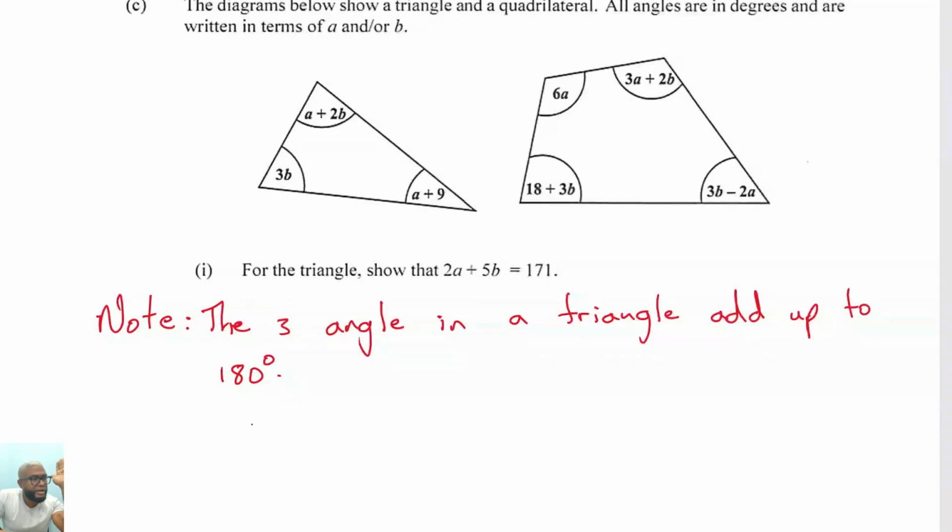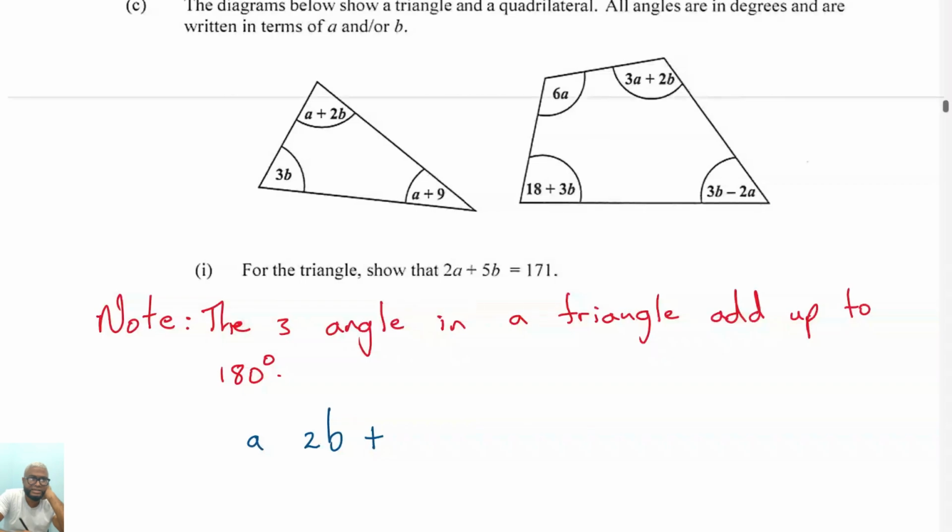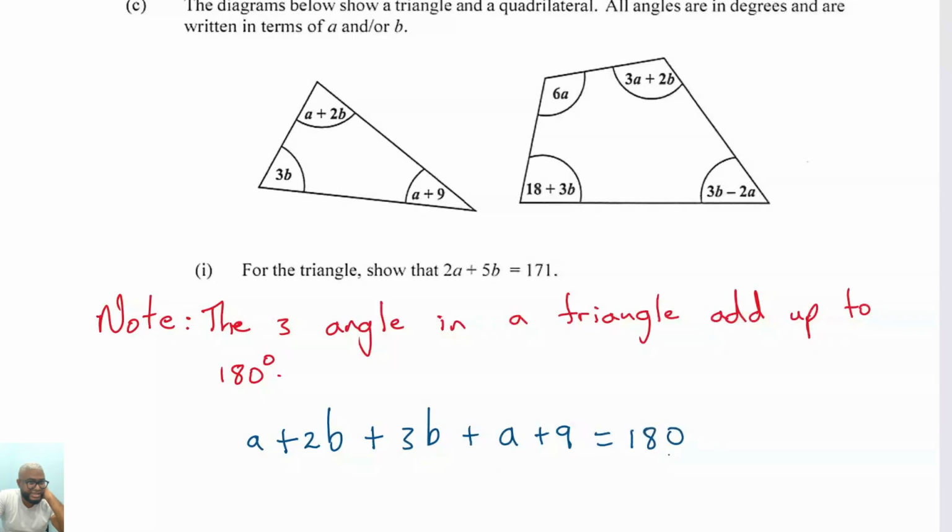No, let me go. Let me write down the angles. Start with one. Right, that's one angle. A plus 2B plus... All right, so I'm going to write this plus a little better. A plus 2B, that's the first angle, plus 3B, that's another angle, plus A plus 9. And this will be equal to 180 degrees.